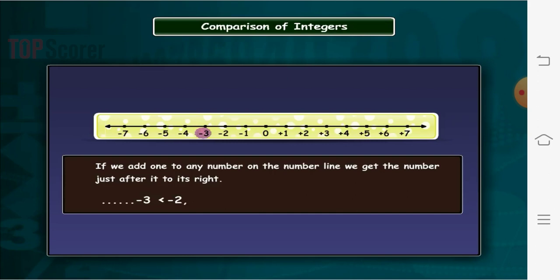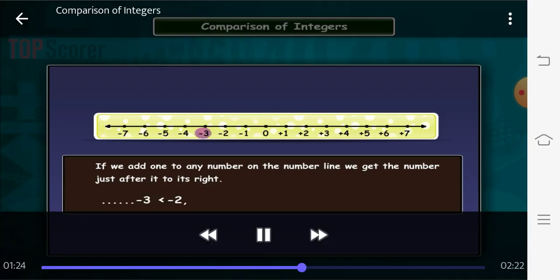Now here on the number line, as you can see, I have taken the two numbers, minus 3 and minus 2. Now I have to compare which number will be bigger from both the negative numbers. Now I can see here that minus 2 is very much closer to the origin as compared to minus 3. So minus 2 will be bigger. So I have opened the crocodile mouth towards minus 2, that is bigger.